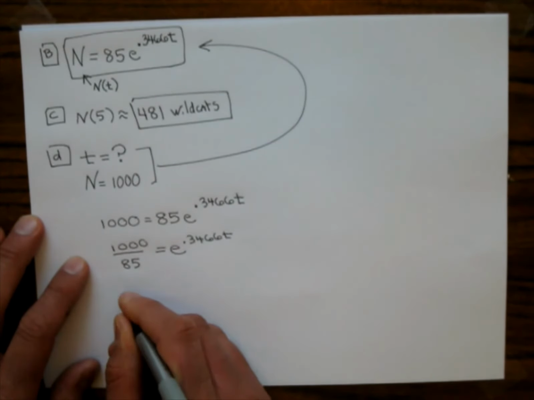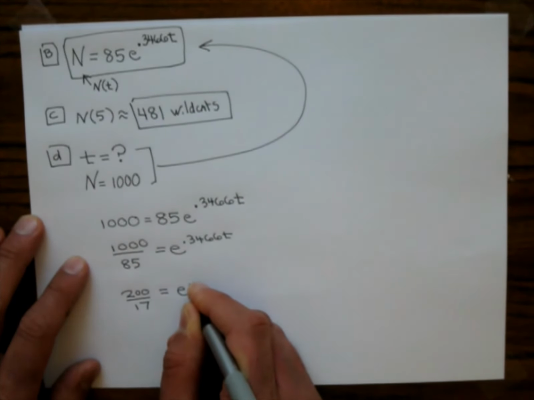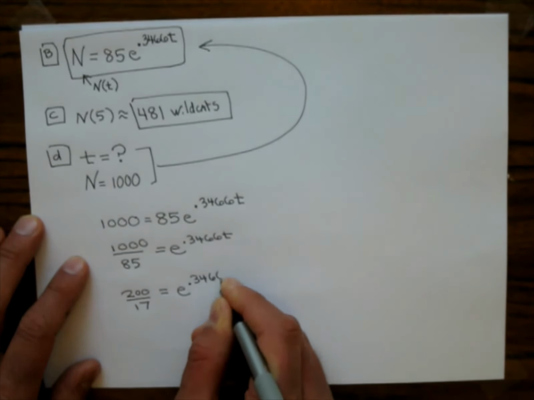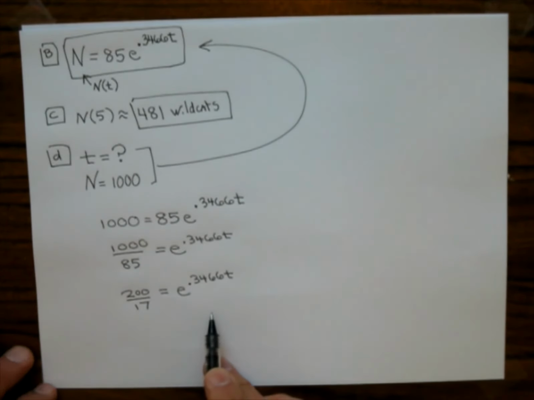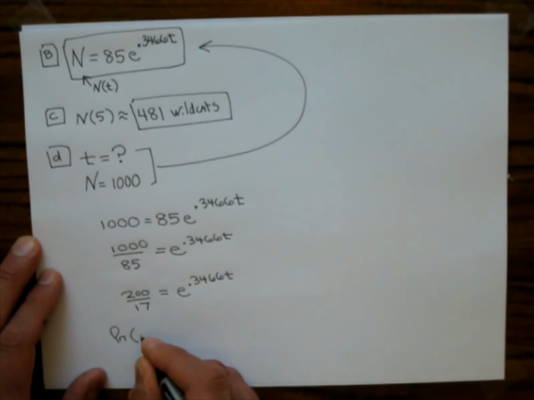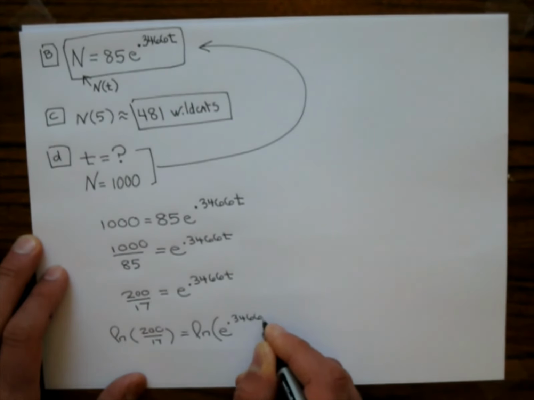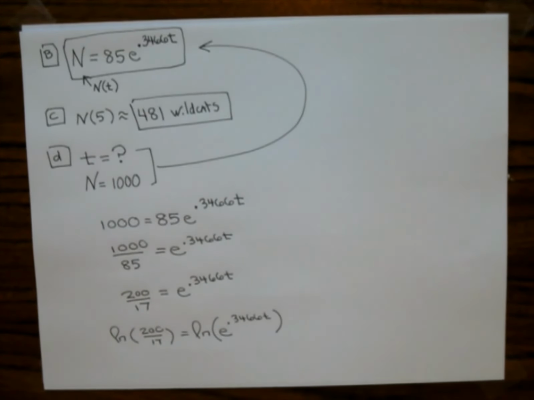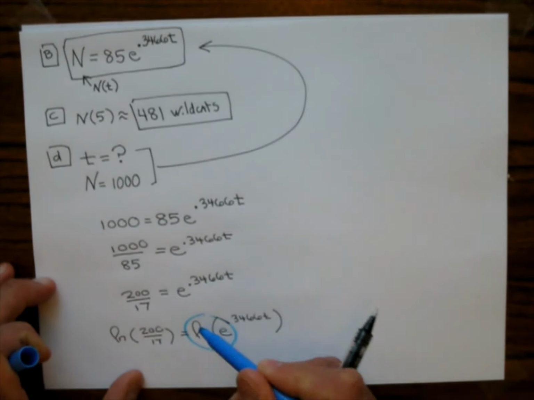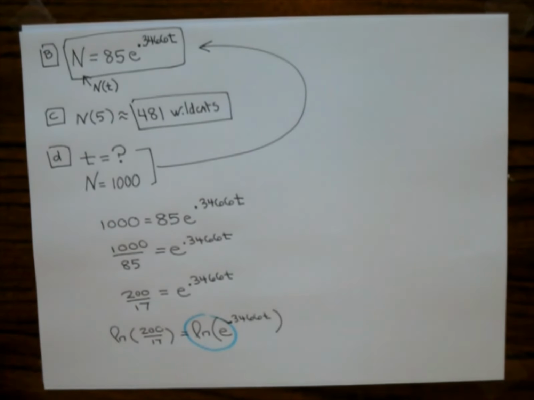And I reduced that in my calculator and got 200 over 17 equals e to the 0.3466 t. An exponential equation, I'm going to ln both sides. So ln 200 over 17 equals the ln of e raised to the 0.3466 t. And on the right-hand side, this thing goes pop. And this right here is a decimal point. It just got smeared by the highlighter.